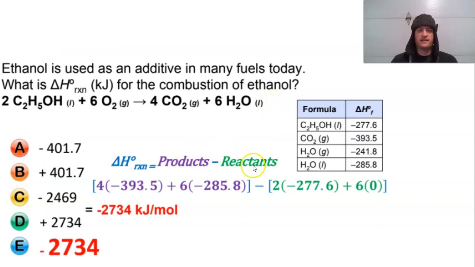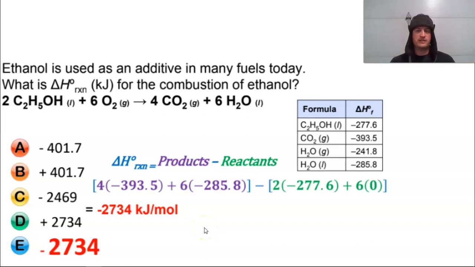Again, products minus reactants: 4 carbon dioxide plus the 6 water as a liquid, correct? Minus 2 of the ethanol plus 6 of the oxygen. We see that there's a large amount, and make sure you get your signs correct. Always watch your negatives. Be careful to use your parentheses on your calculator or do it in stages. Always be cautious that you're aware of those mathematical things. Not much else to it.